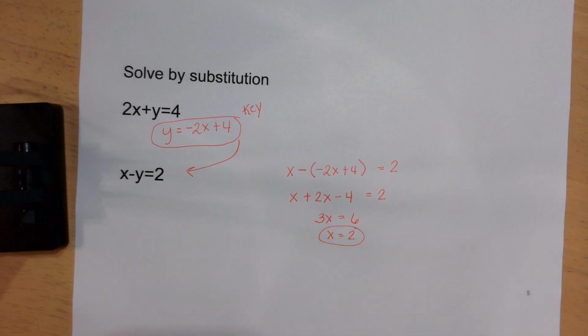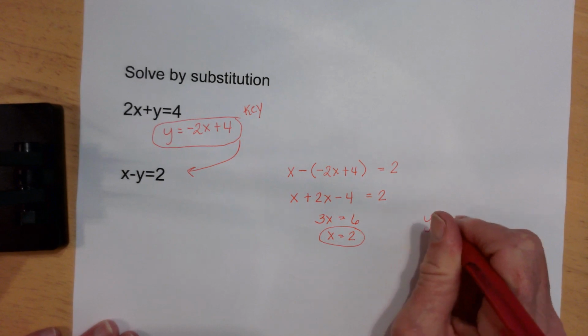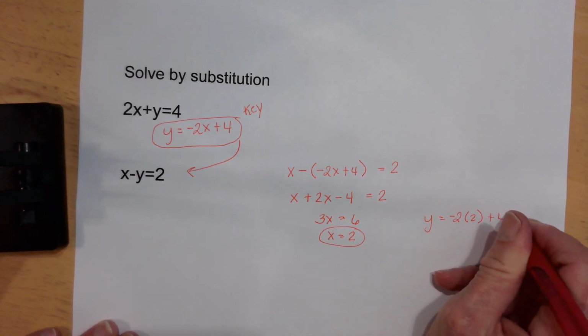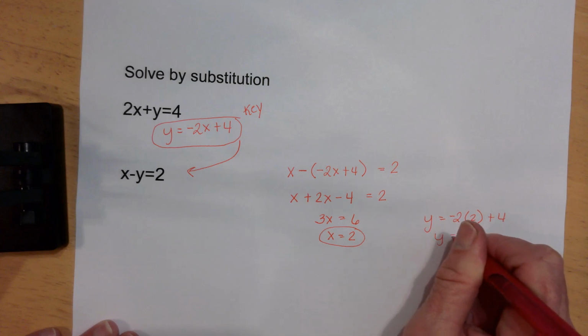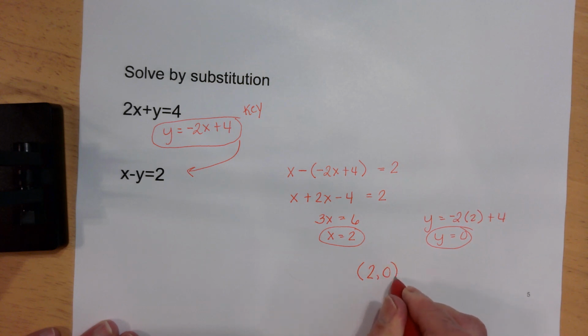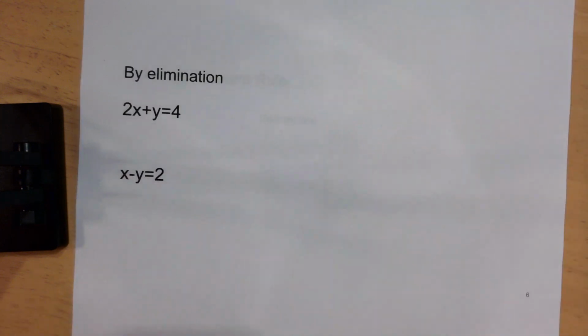Well, of course, that was the same solution that we got with graphing it. To find the y, I'm going to take that x and plug it back in. And so I've got y is equal to negative 2 times 2 plus 4, which is going to give me y = 0. So again, the point of intersection is at (2, 0). So I've gotten the same answer when I solved it by graphing and when I solved it by substitution. Now let's do it by elimination.